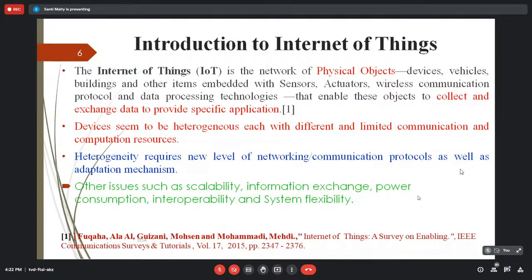And as a matter of fact, we need to go for a protocol, a communication protocol or networking protocol. We need to consider the issues of integration and management of these devices. Apart from that, there would be the issue of scalability. There would be the issues of information exchange, power consumption, interoperability, and system flexibility. So what I'm going to say is that at one end, there are billions of nodes to be connected, a large volume of data, storage space is limited, bandwidth constraints are there, and devices have power limitations or energy constraints.